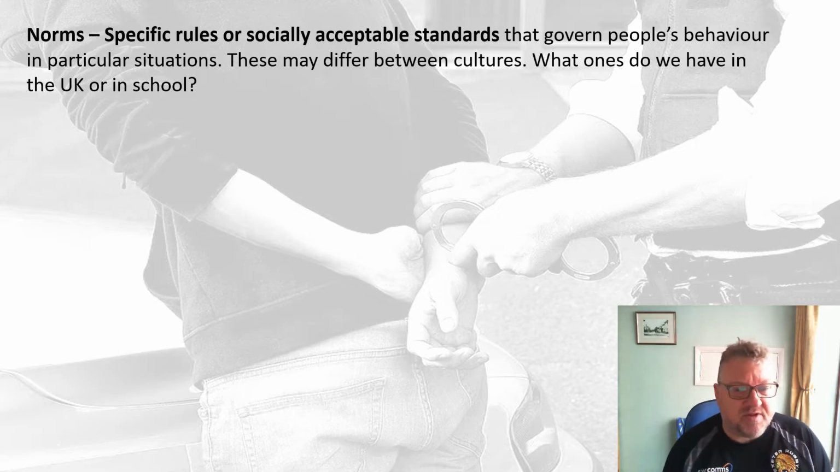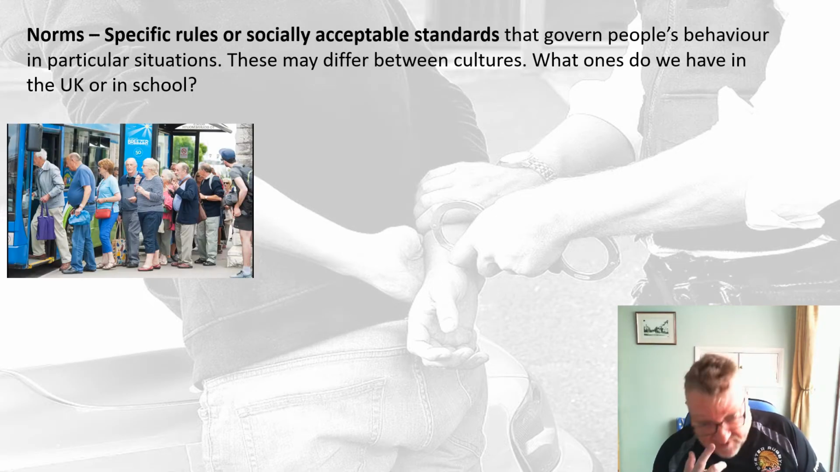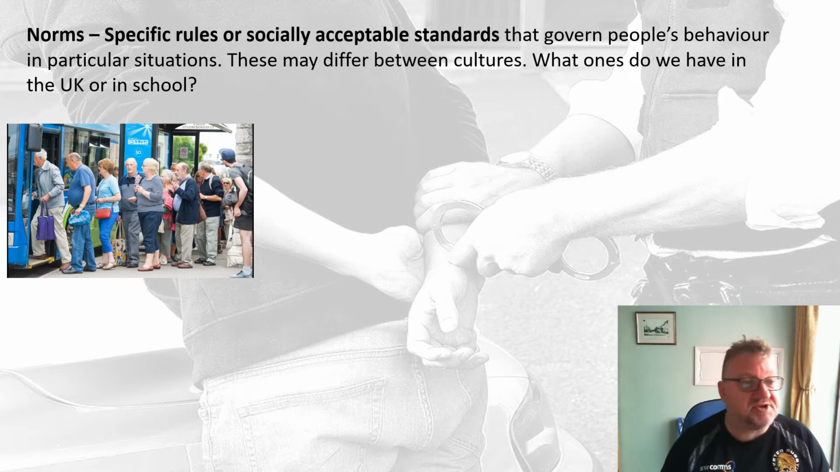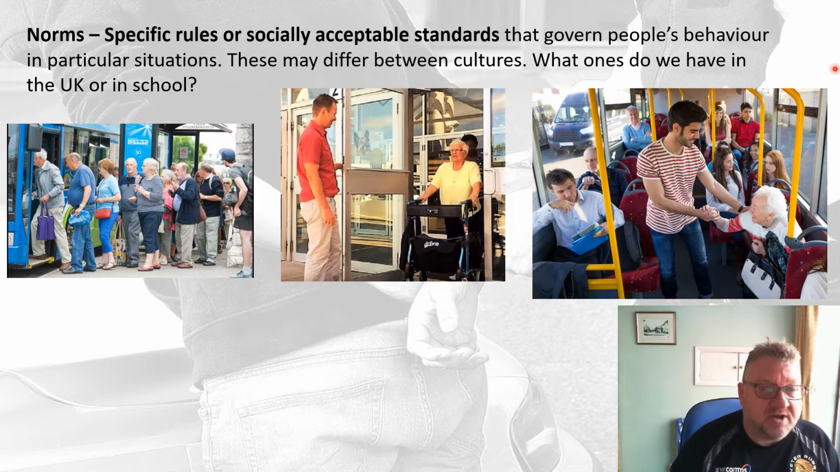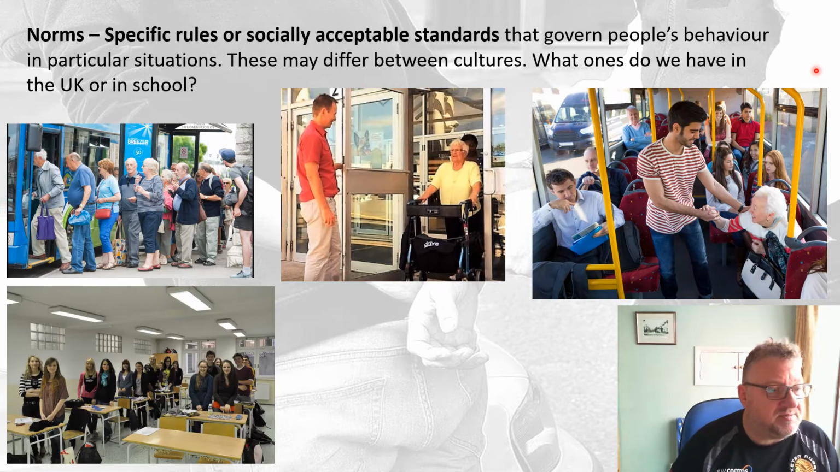So you might want to think about what the norms we have in UK society are, or indeed the norms that you have in your school. For instance, you could argue that in Britain, it is customary to queue. We're very good at queuing. That's a norm in our society, queuing for a bus. Or opening a door for an old person or someone who is disabled. Or giving up your seat on a bus, likewise for someone who is old or disabled.